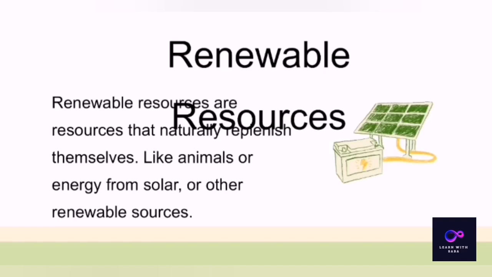Next, we are discussing the renewable resources. These are resources that are naturally present, like animals and energy from the solar or other renewable resources. They are resources that cannot be finished. They are present on our planet from the beginning to the end.